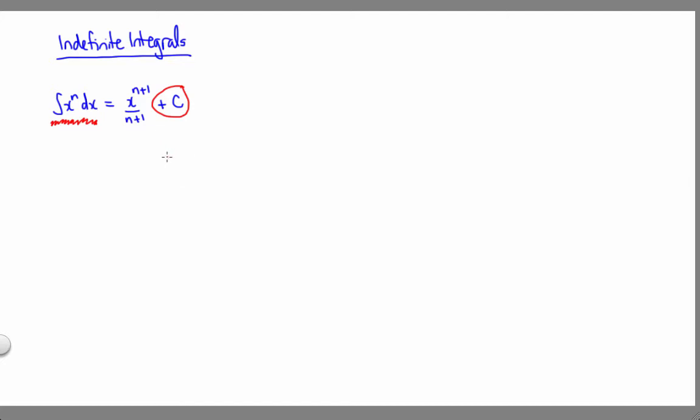Formally, the integral represents the set of all possible antiderivatives of the function x to the n, and that's why it's important to have the constant on there so that we really are getting all possibilities. This formula is valid for any real number n as long as n is not equal to -1.